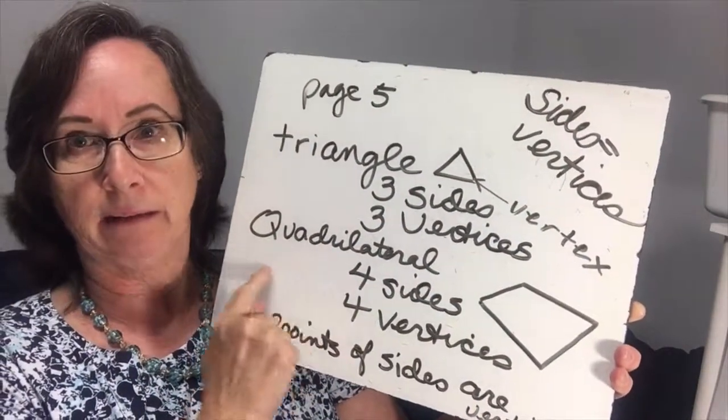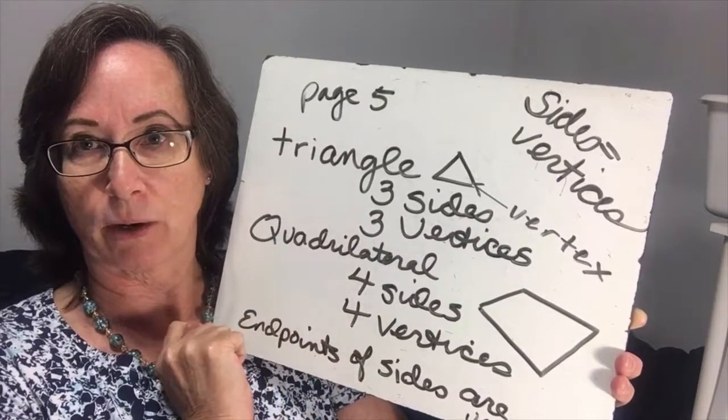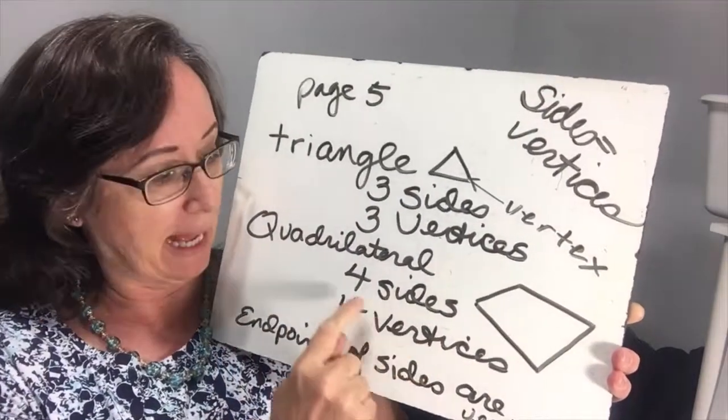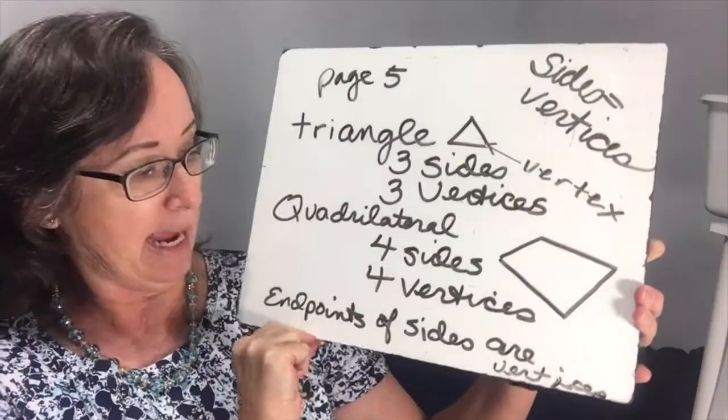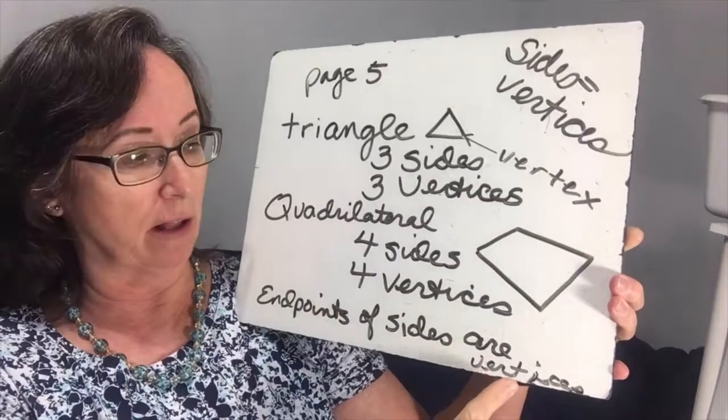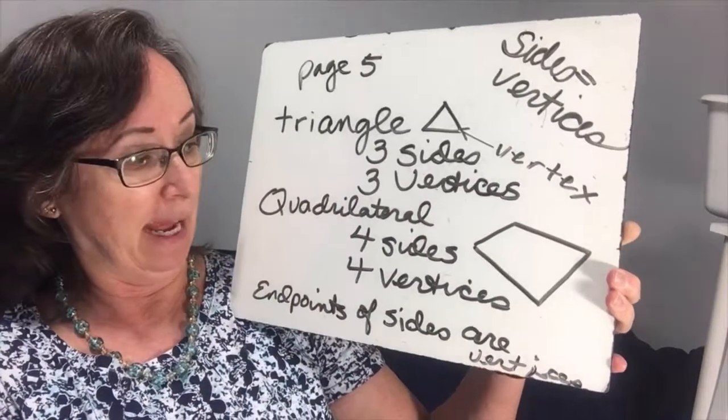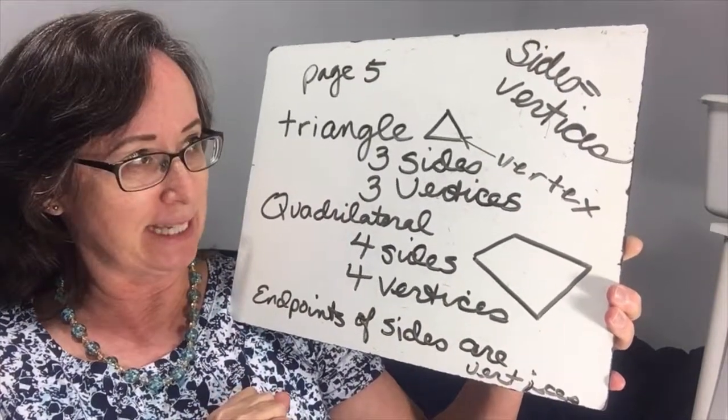A quad, that's your hint right there. Quad means 4, doesn't it? Quadrilateral has 4 sides and 4 vertices. And the endpoints of the sides are called the vertices, and one of those would be a vertex. So if you look on page 5 of your book, which I am not writing all of this down on a board, a polygon with 5 sides is a pentagon, because we know the prefix pent means 5.